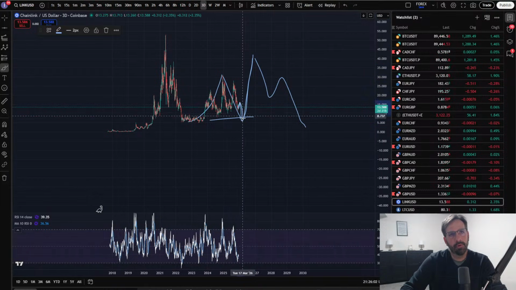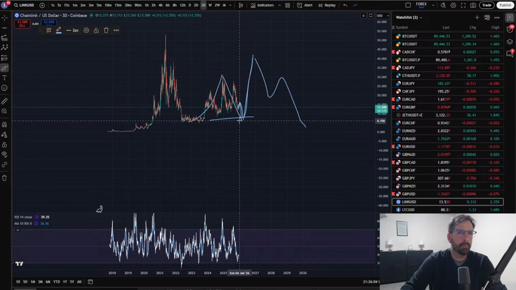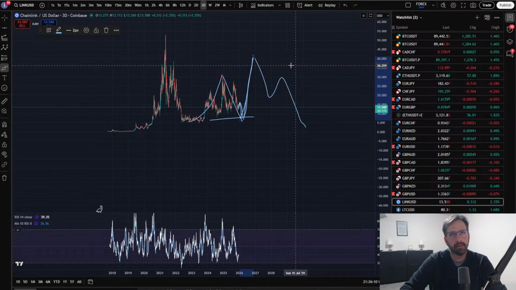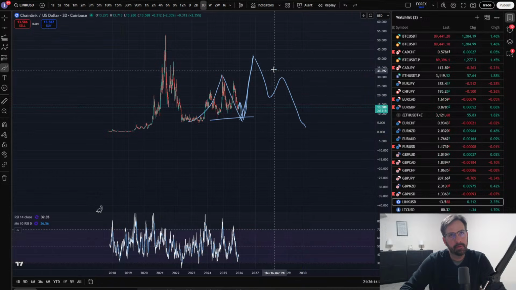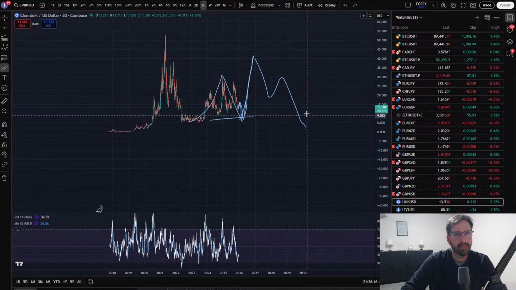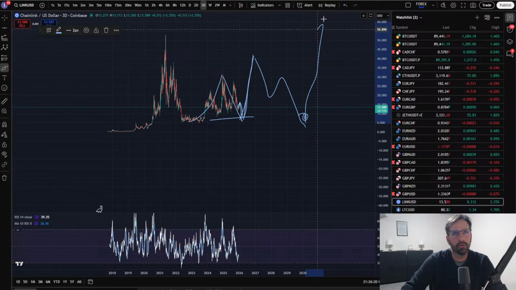So we get this boom. And then when Bitcoin comes up for the middle wave, you get a little bit of an alt season. And then three waves back down. That takes us into 2029, guys, right there. Boom. And then on we go.